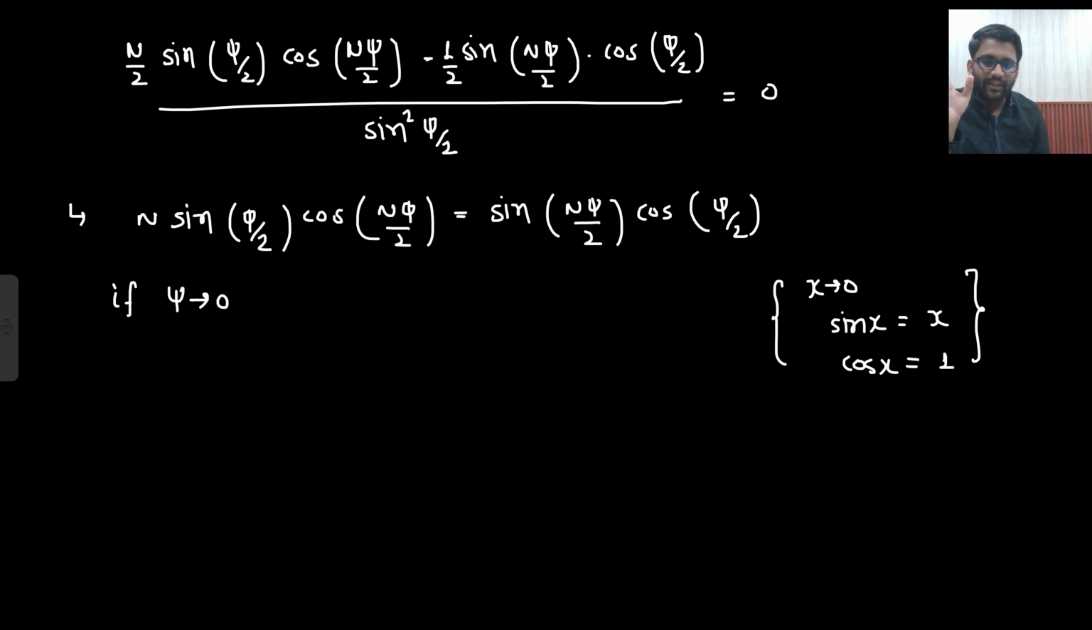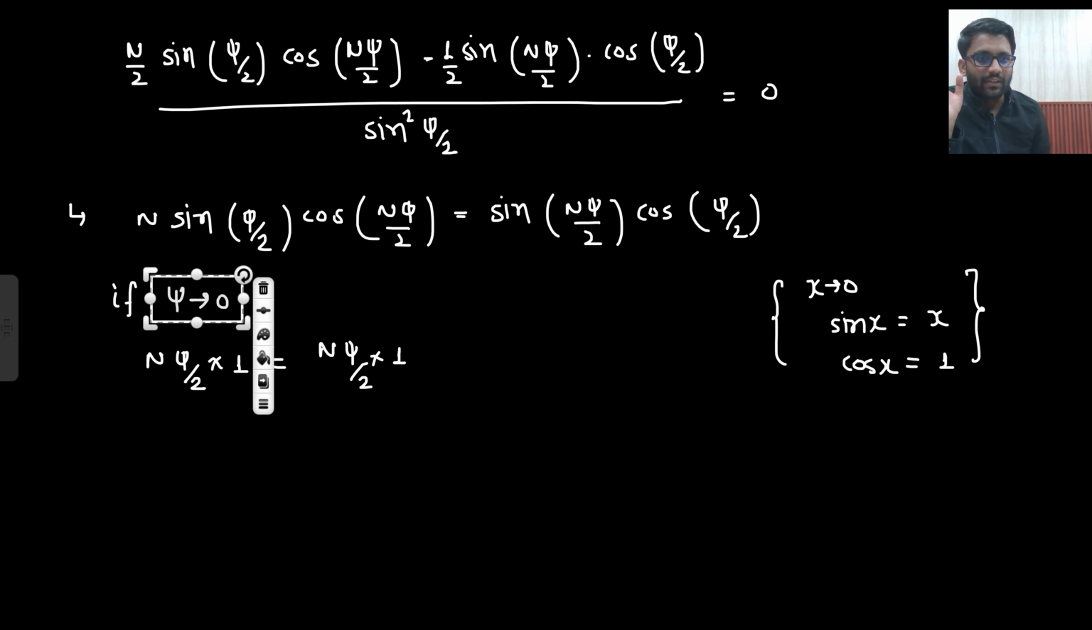So what I am saying is that if my phi is tending towards 0, if my phi is very small, then what will happen? This sin phi by 2 will be replaced with phi by 2 only. This cos n phi by 2 will be replaced with 1. This sin n phi by 2 will be replaced with n phi by 2. And this cos phi by 2 will be replaced with 1. Both are equal. What does that mean? That my phi should tend to 0. Hit and trial we are using. What did I say?